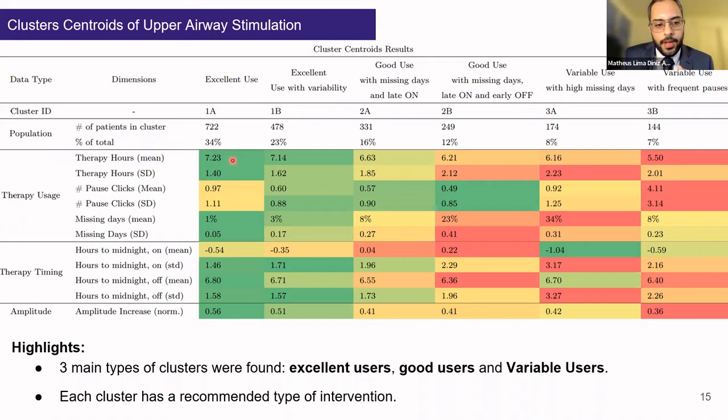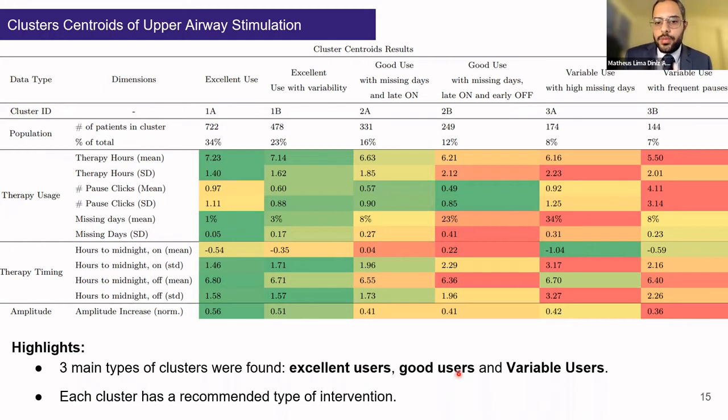So let's take an example. We have the cluster 1A, which is the cluster with patients with excellent use. And on average, they use the therapy 7.2 hours. On the other hand, we have cluster 3B, which is the cluster with the lowest therapy usage. And on average, they use the therapy for 5.5 hours. Actually, although we found 6 clusters, there are 3 main types of clusters. We have the excellent users, which are the clusters 1A and 1B, the good users, the 2A and 2B, and the variable users, the 3A and the 3B.